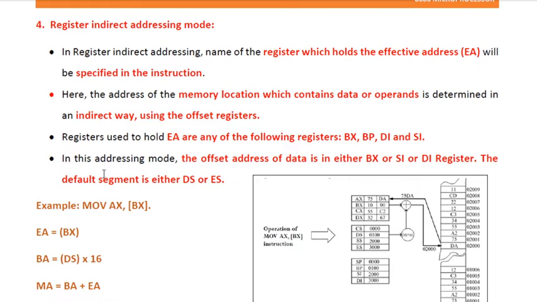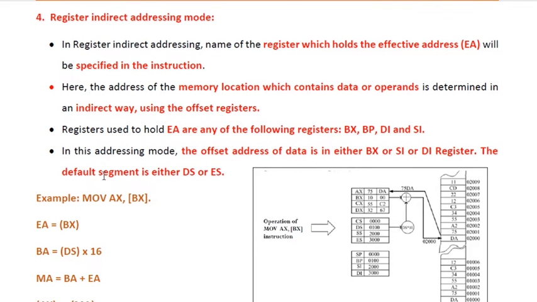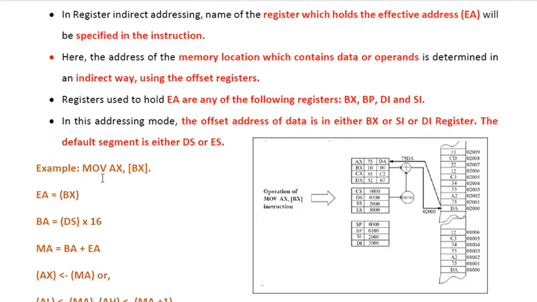In this addressing mode, the offset of the data is either in the BX, SI or DI register. The default segment is either DS or ES, that is, the data segment or the extra segment. Here I've taken a very simple example: MOV AX, [BX]. So here the effective address of the operand is present in BX. What I need to do is first determine the base address, and then use this effective address or offset.